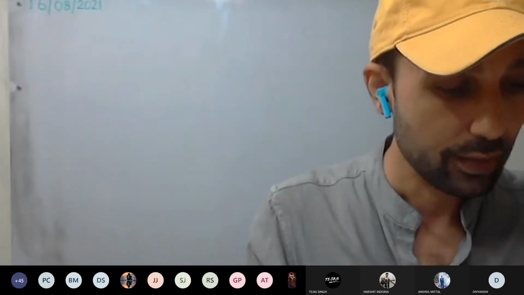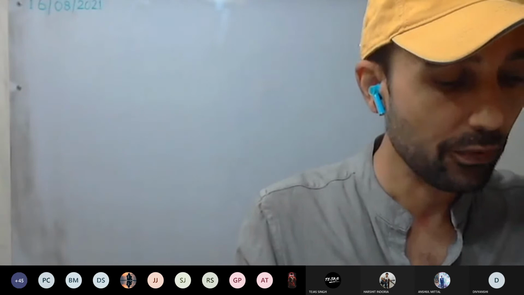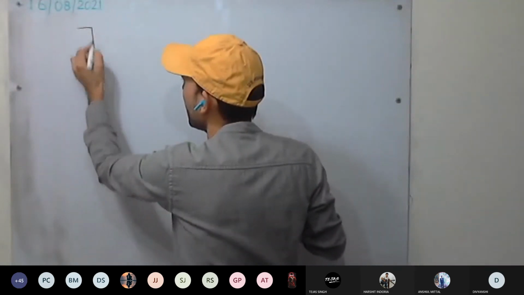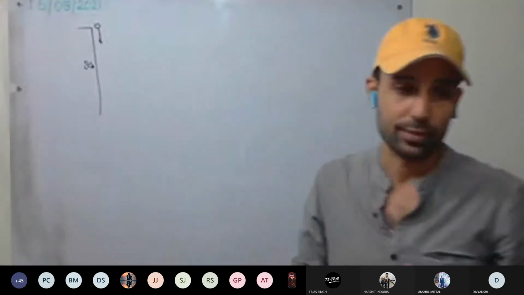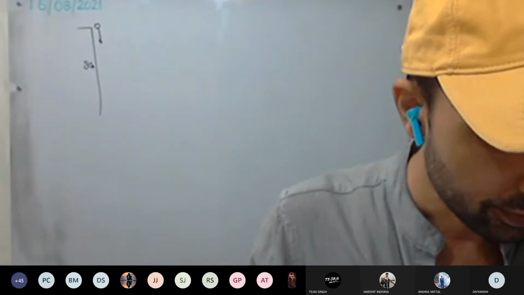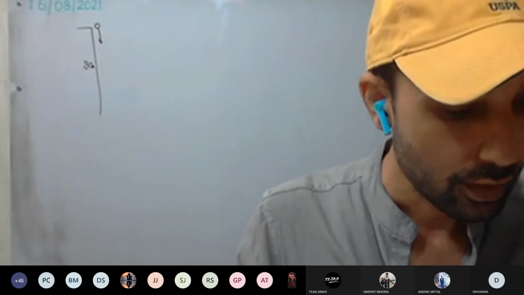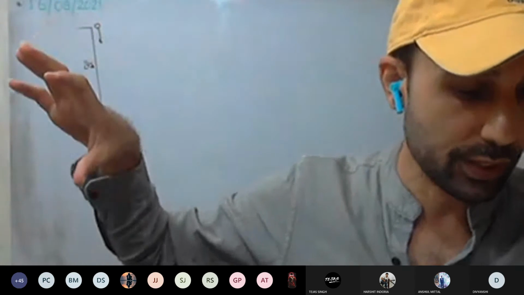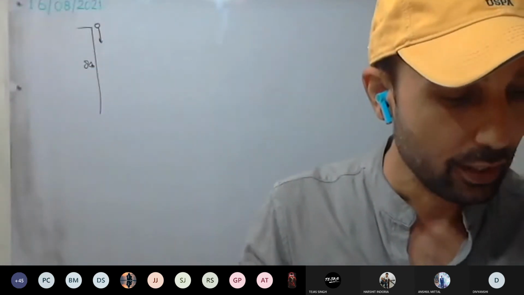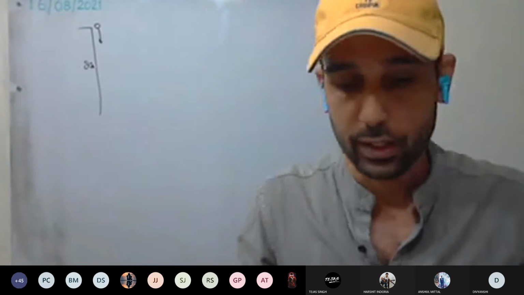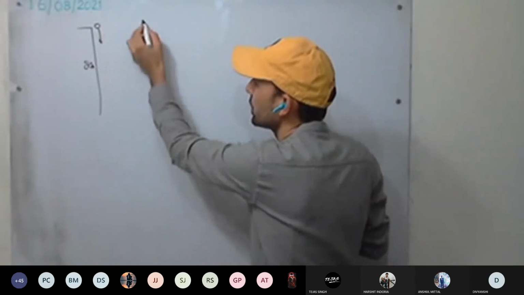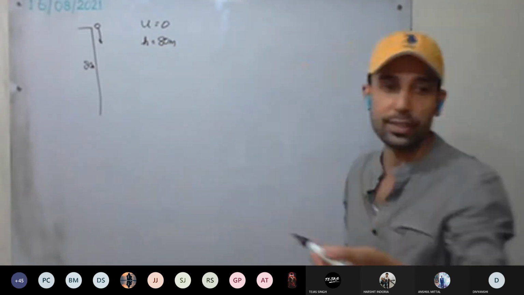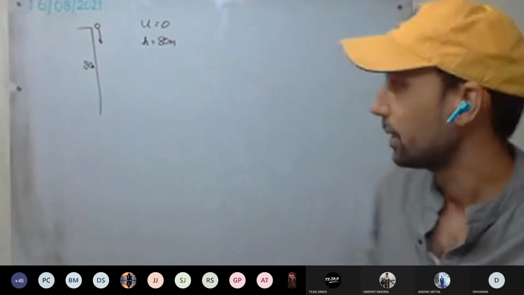How long will a stone take to fall to the ground from the top of a building 80 meter high? What will be the velocity of the stone on reaching the ground? So what all is given? U equal to 0, h equal to 80 meters. How long will it take? It means time you have to calculate.